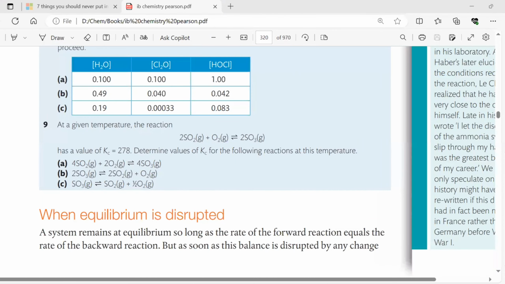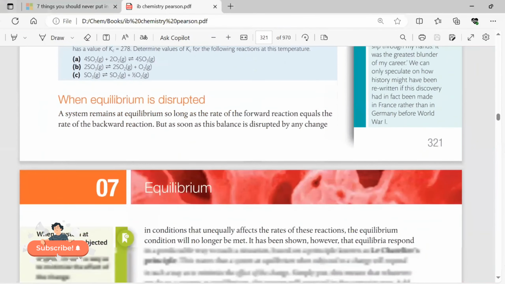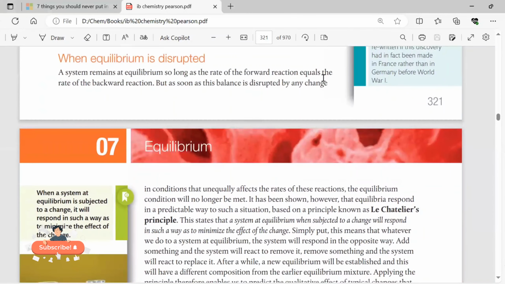So we are doing IBDP equilibrium, and part 2, that is when equilibrium is disrupted. We have to apply Le Chatelier's principle. Now, how do you apply this Le Chatelier's principle? Whenever we are disrupting our equilibrium, we need to remember something.